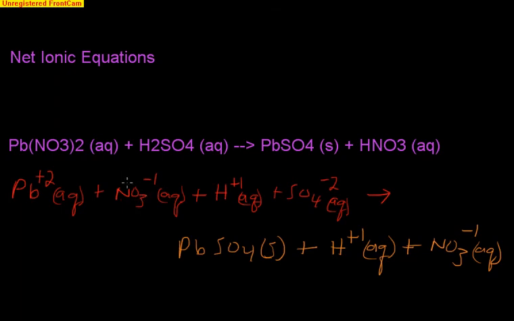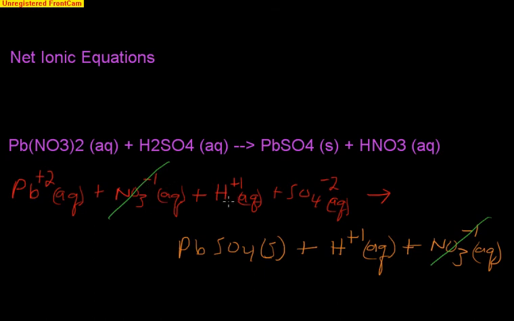There is a NO3 negative 1 on the left, and there also is a NO3 negative 1 on the right. So I can cross this one and this one out. These are spectator ions because one is on the left and the same thing is on the right. So basically the nitrate is not really doing anything in this reaction, so that's why they're called spectator ions.